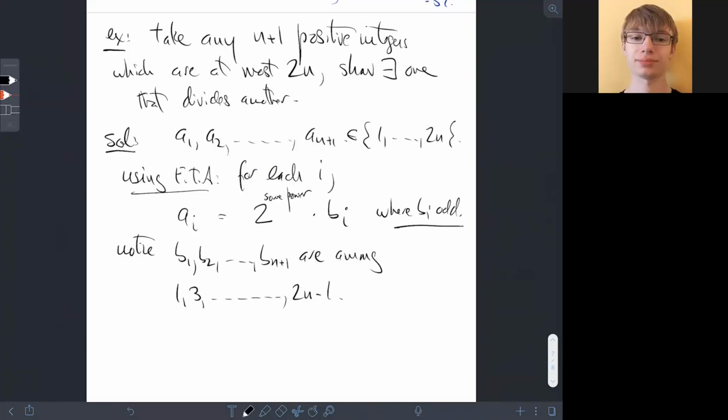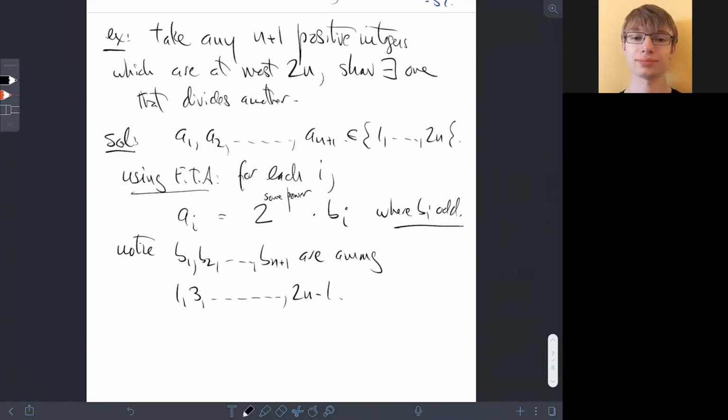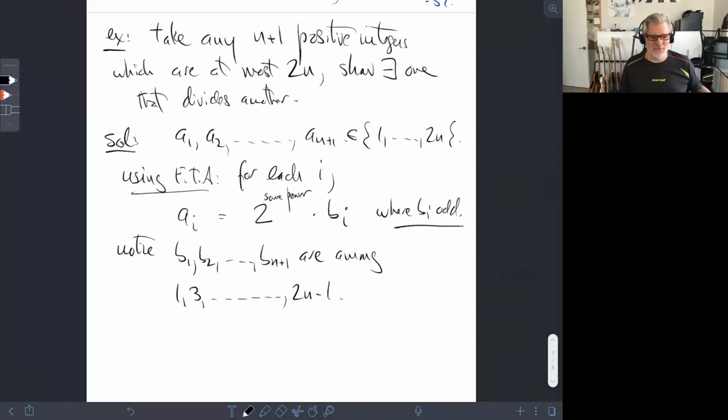I guess it's 2n minus 1, just numbers in that range? Yeah, so the numbers from 1 to 2n, how many numbers are there? There are 2n, right? Yes. And there are as many odds and as many evens in that list, right? We're going from 1 to 2n. So half of them are odd and half of them are even.